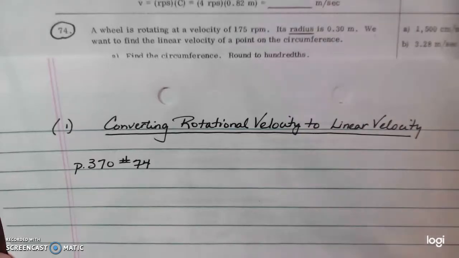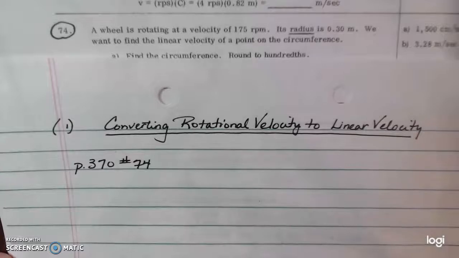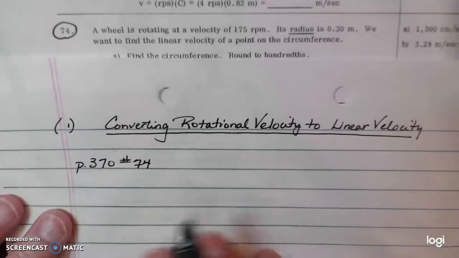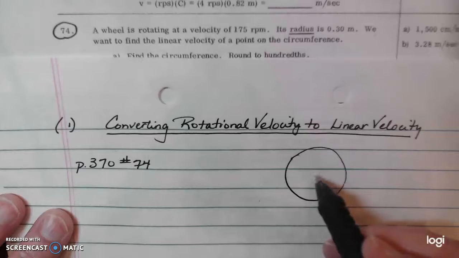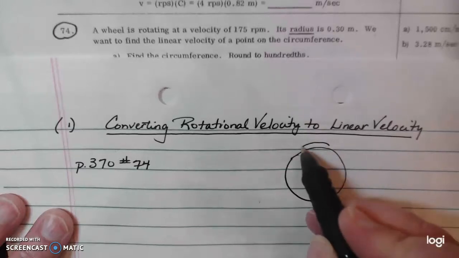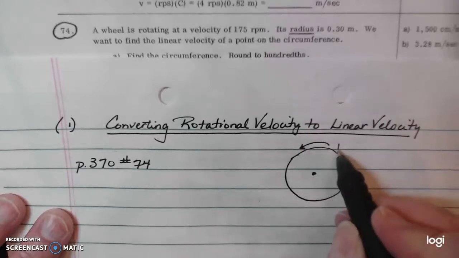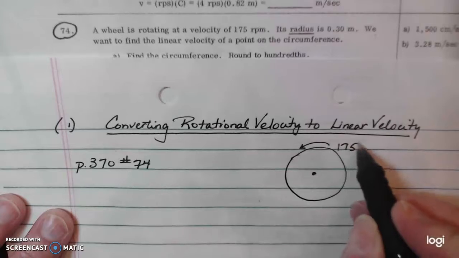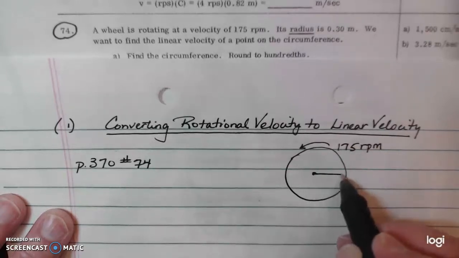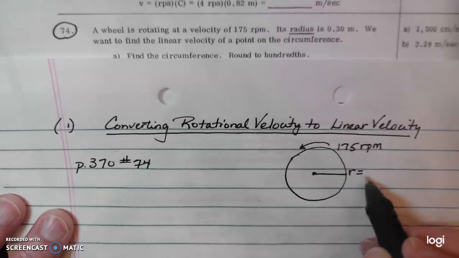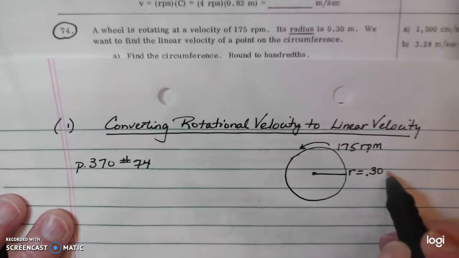So for problem 74, what have we been given again? We've been given the fact that we have a wheel rotating at a speed of 175 revolutions per minute. We've also been provided the radius, and the radius was 3/100ths of a meter.